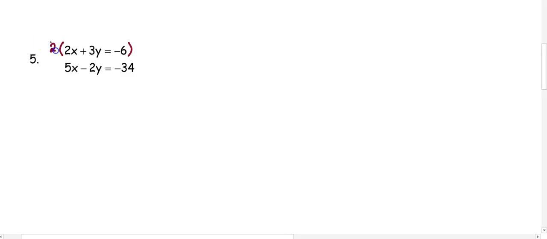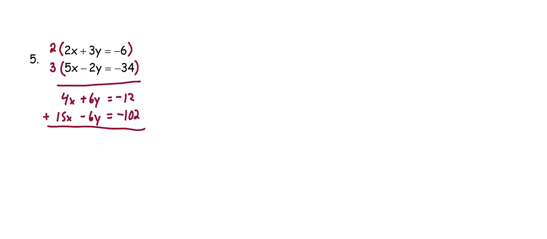So in my first equation, I'm going to multiply by 2. My second equation, I'm going to multiply by 3. I don't need to worry about multiplying with a negative since I already have the positive and negative signs in there. So distribute to everything. 4x plus 6y equals negative 12. And 15x minus 6y equals negative 102.